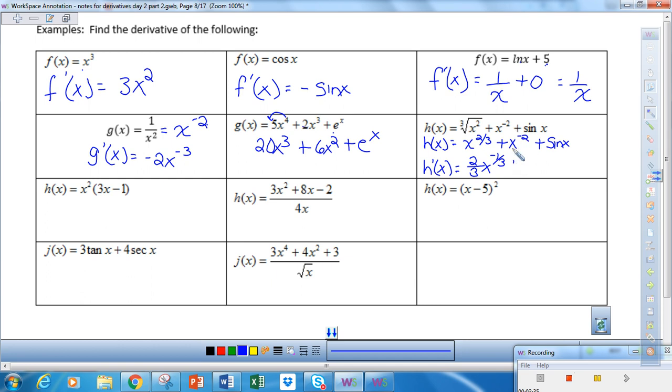Here, the negative 2 drops, so I have minus 2, x to the subtracting 1, and then I remember that the derivative of sine x is cosine x.